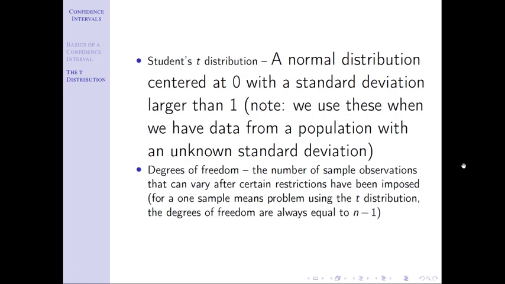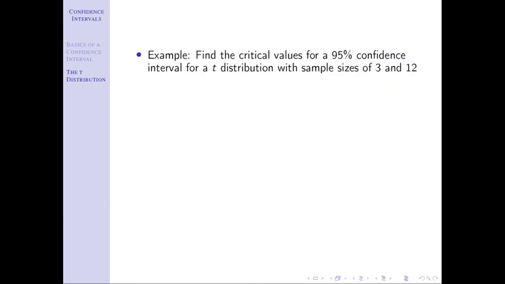Okay, and we're going to start off with these one sample mean problems. We're going to have degrees of freedom equal to n minus 1. As we move forward in the course, we'll talk about when that's going to change, why it's going to change, etc. We're just going to start off using a t-table, one sample mean, degrees of freedom equal to n minus 1. So, an example: find the critical values for a 95% confidence interval for a t distribution with samples of size 3 and 12. So, let's pop on over to our t-table to figure this one out.